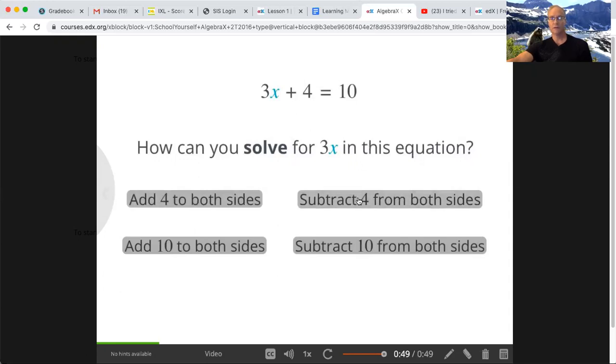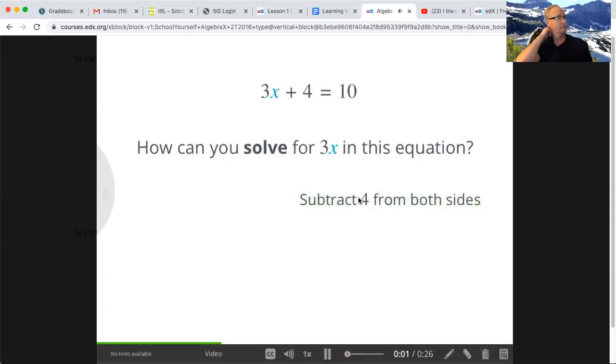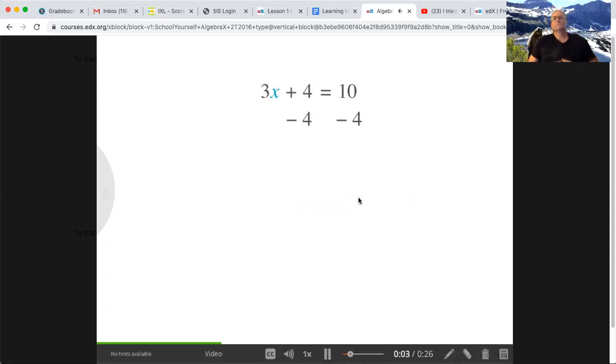I'm going to try subtracting 4 from both sides. Hopefully you know to do that. Okay, let's subtract 4 from both sides. On the left, we have 3x plus 4, then minus 4, so the 4's cancel out, leaving us with 3x. Perfect. And on the right, we have 10 minus 4, which equals 6. Okay, so now let's try to solve this simpler equation.